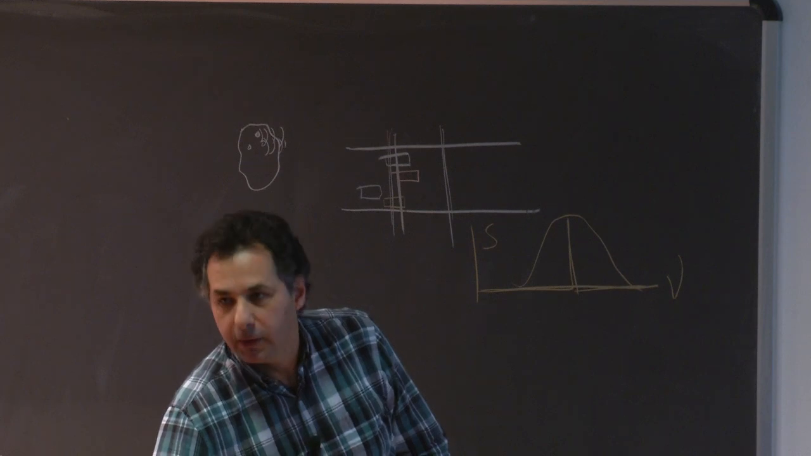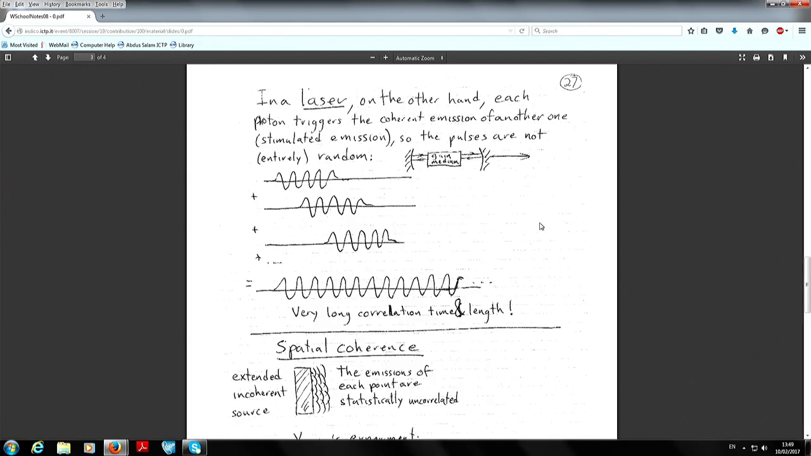Okay. How does a laser work? Well, it's very similar, but these little trains are, each one, when it goes by, it triggers another one. So the second one, let's say, is not emitted at random. It's emitted in coordination with the first one, so they're in phase. And then this one might emit another one, et cetera. And when you put them together, it gives something that has some correlation that is much longer than the duration of each pulse.